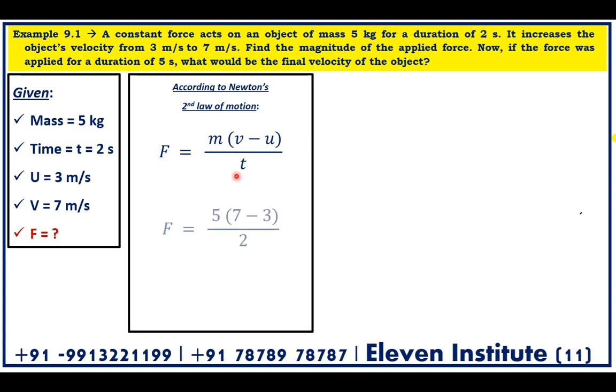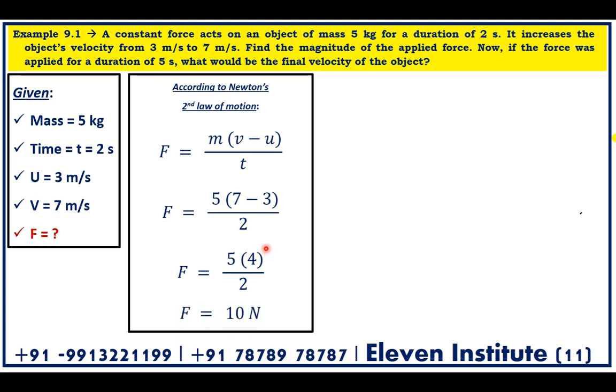Just input the values in this. Mass is 5, velocity v is 7, initial velocity is 3, time is 2 seconds. 7 minus 3 will give us 4. This 2 will cancel over here 2 times. So we get 5 2s are 10 newtons. Very simple. Let us now read it.